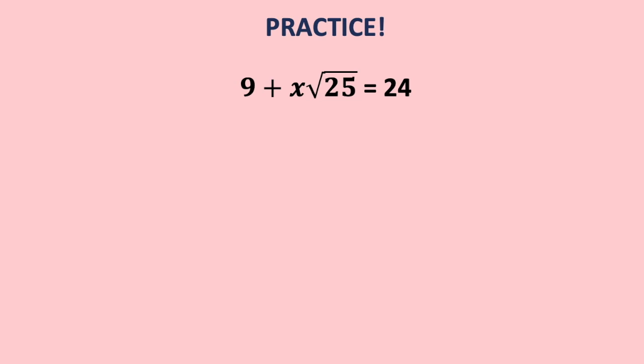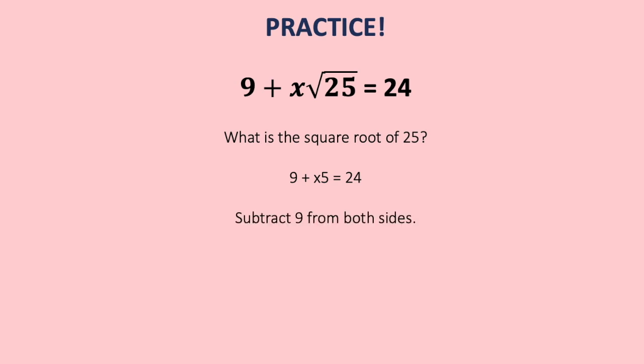Square roots can also be in equations and expressions. So this is an equation given to us, and we have to solve for x. First step is finding the square root of 25, which, as we talked about before, is 5. So we have 9 plus x times 5 equals 24. Then we just solve for x. So both sides are subtracted by 9, which gives us x times 5 equals 15. And then we divide both sides by 5, which gives us x is equal to 3.